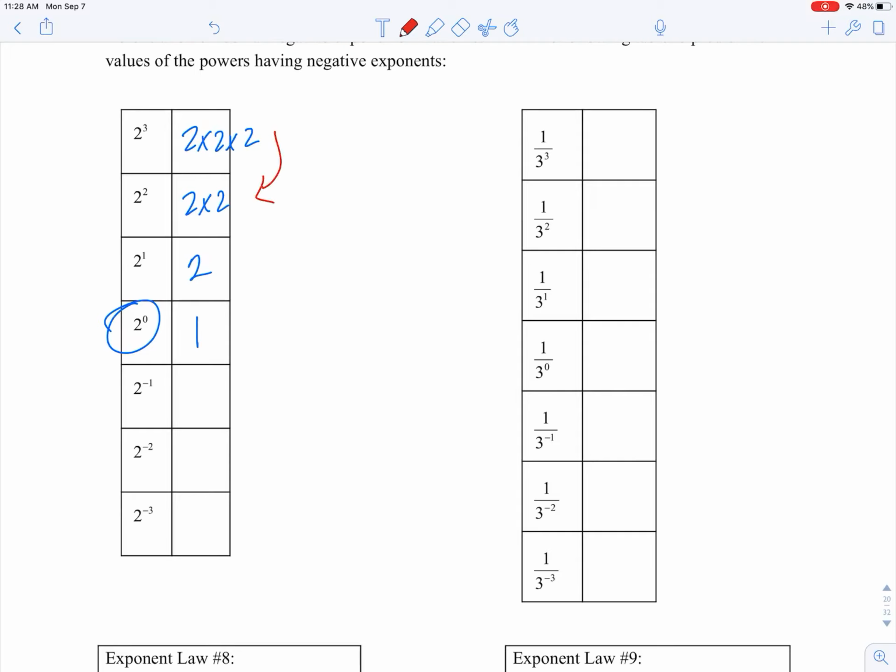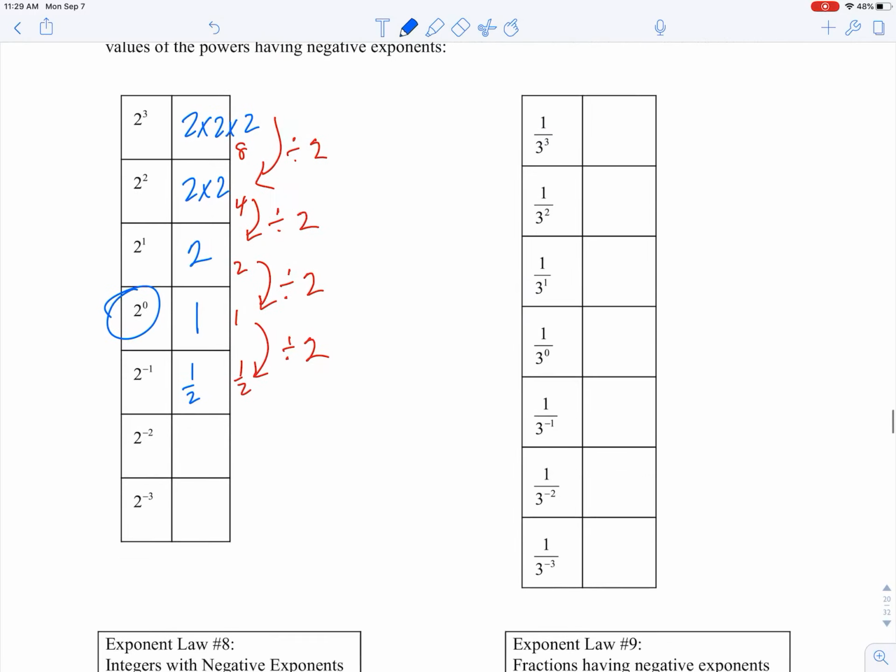But let's look at what happens in this table each time. 2 times 2 times 2, that would be 8. That would be 4. Each time we're dividing by 2, because that was 8, that's 4, that's 2, that's 1. So each step, dividing by 2. So if I took 1 and divided it by 2, that's the same as 0.5 or 1 half.